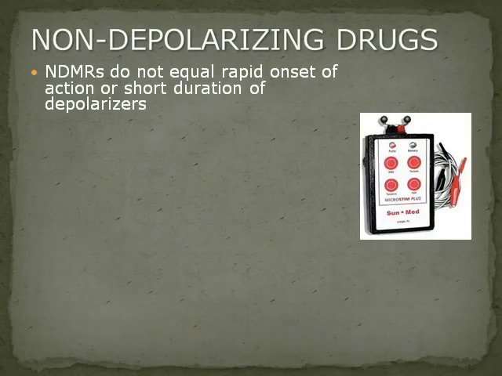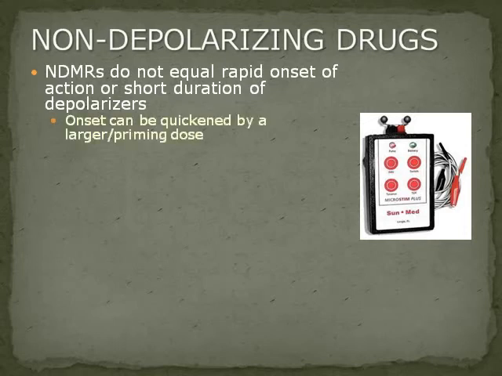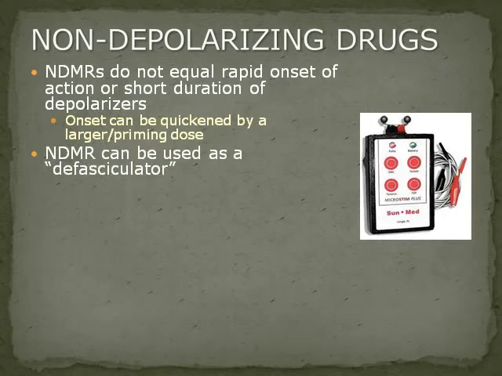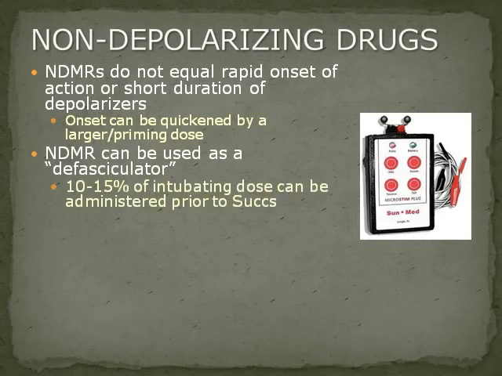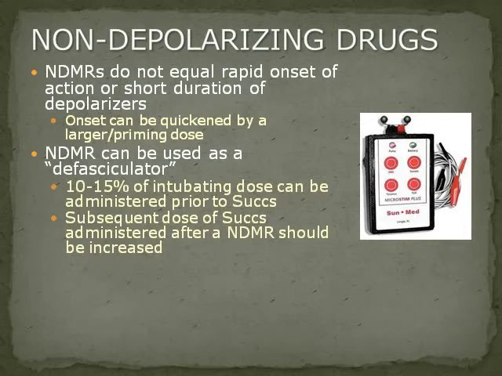None of the current non-depolarizers equals succinylcholine's rapid onset of action or short duration. However, the onset of non-depolarizers can be quickened by either using a larger dose or a priming dose. To prevent fasciculations, 10 to 15% of a non-depolarizer intubating dose can be administered 5 minutes prior to succinylcholine. Because of the antagonism between most non-depolarizers and a phase 1 block, the subsequent dose of sux should be raised to 1.5 milligrams per kilogram.